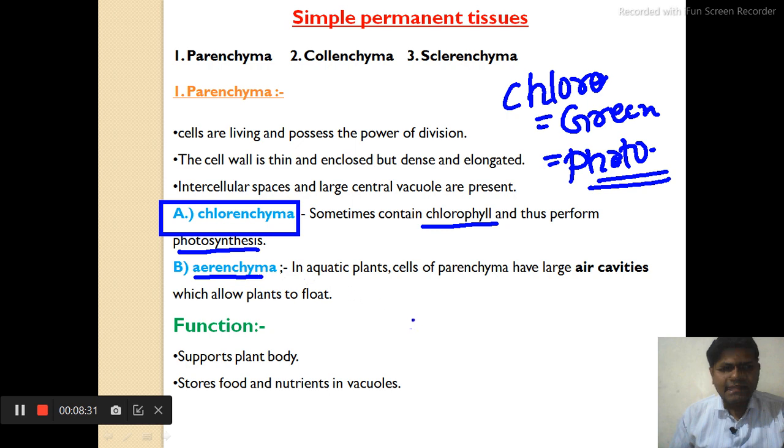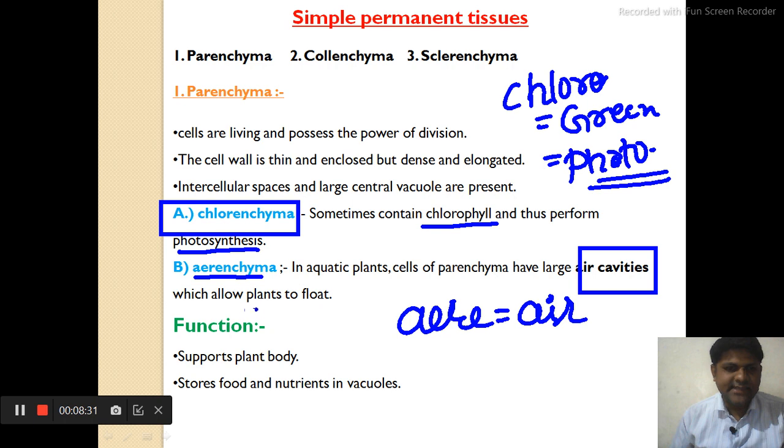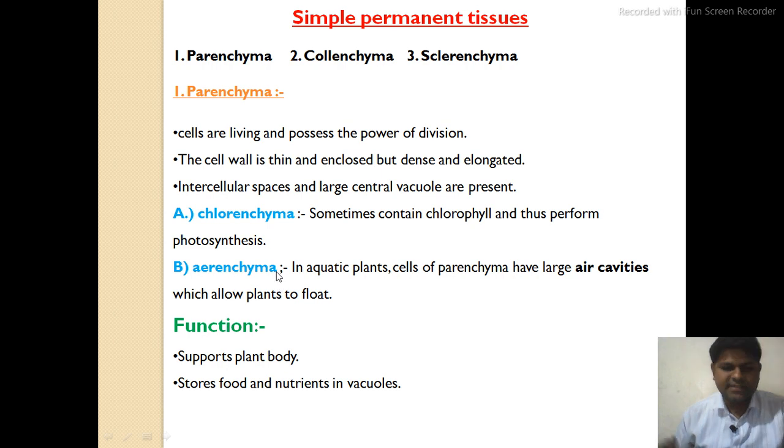Another is aerenchyma. In biology, aero means air. So these cells have air cavities, they fill air inside the cell, and because of the increased amount of air the cell floats on the water. So this type of cell is mainly found in aquatic plants, where the plants are generally dipped into the water.